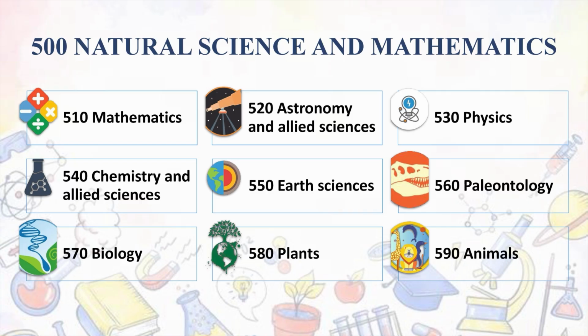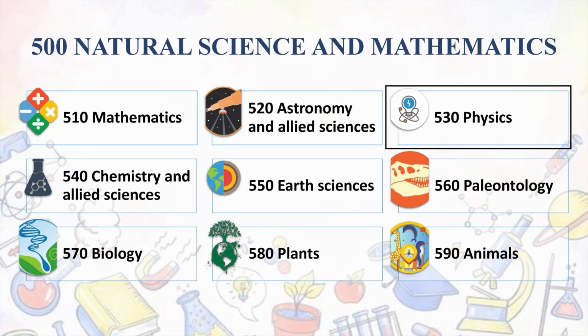This is divided into 10 divisions, among which the first one is 510, that is mathematics. In mathematics, we can find the number system, arithmetic, algebra, differential calculus, etc. All these are included in mathematics. You know what mathematics is. The second one is astronomy and allied sciences. In astronomy, we study the different books that were written on astronomy or the universe or space or different planets, their satellites, etc.